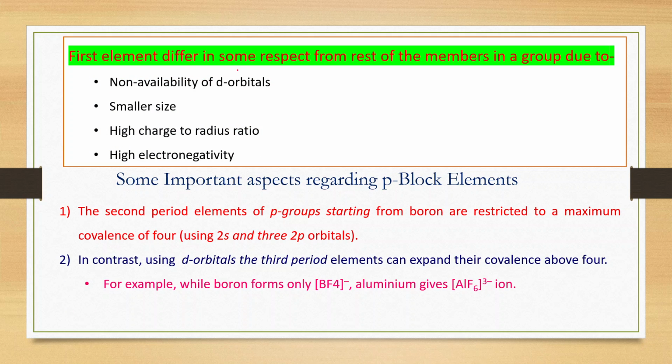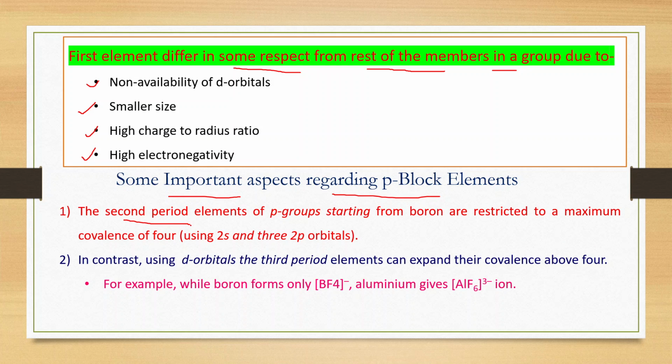The first element differs in some respects from the rest of the members in a group due to non-availability of d orbitals, smaller size, high charge to radius ratio, and high electronegativity. Now we will discuss some important aspects regarding p block elements.